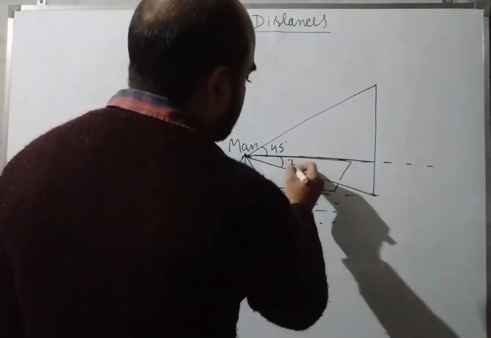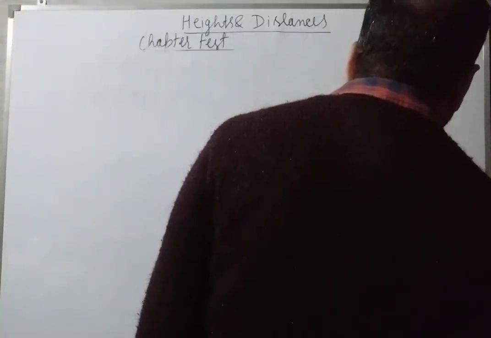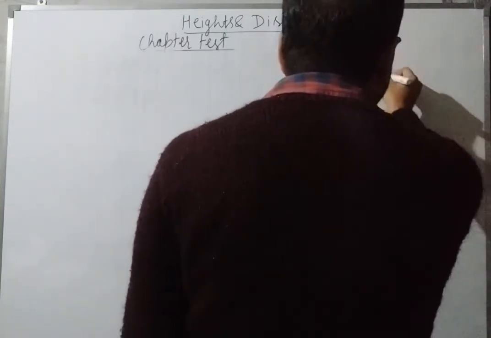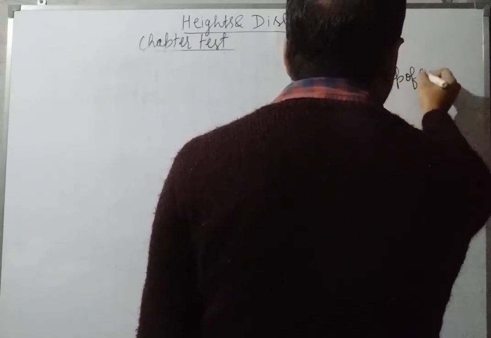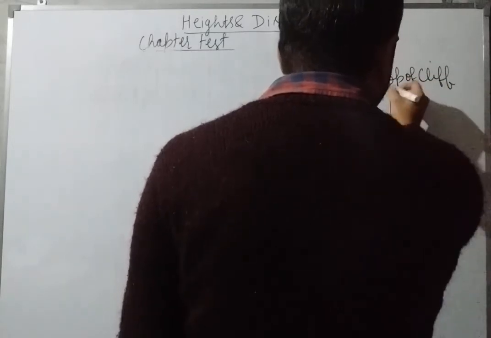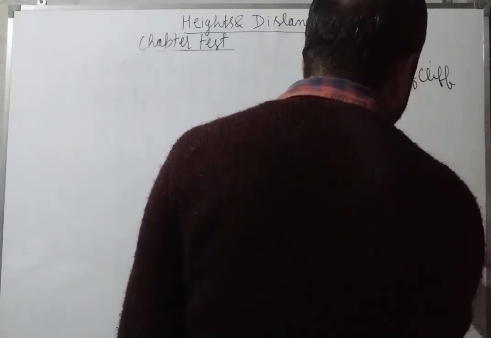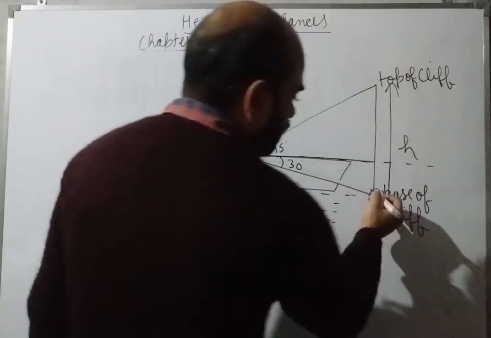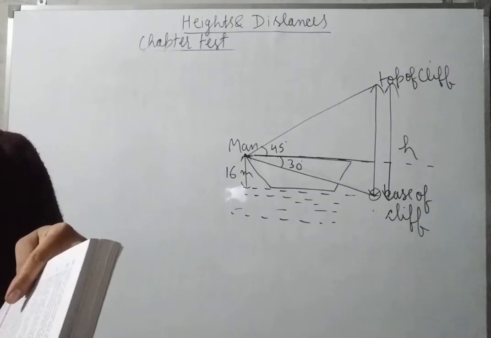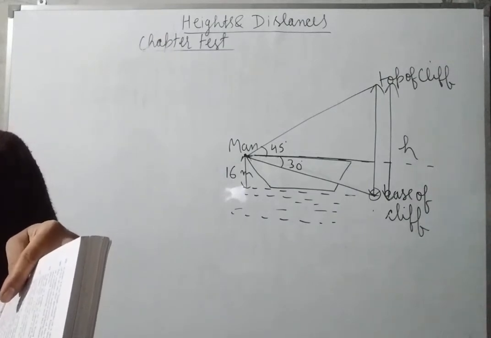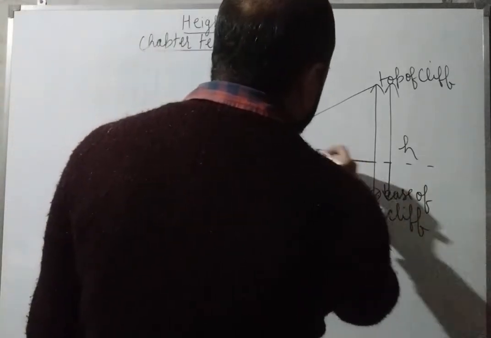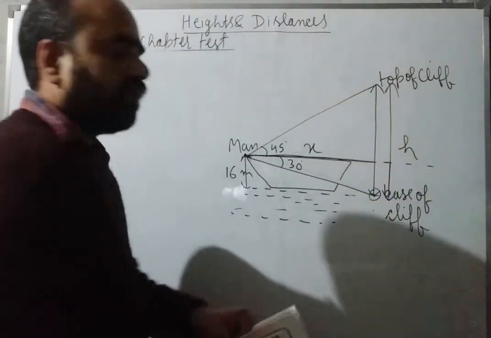Okay, so this is the question. This is the base of the cliff, and this is the top of the cliff. So we have to find this complete h, correct? This is the complete height up to here. So we have to calculate two things. Calculate the distance of the cliff from the ship. It means this horizontal distance. Suppose this is x.